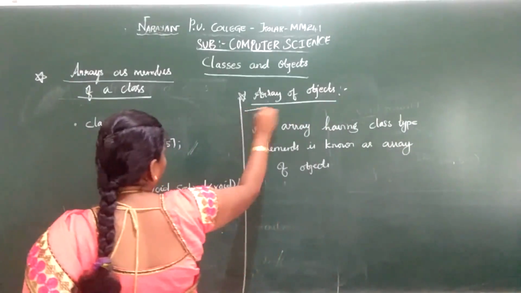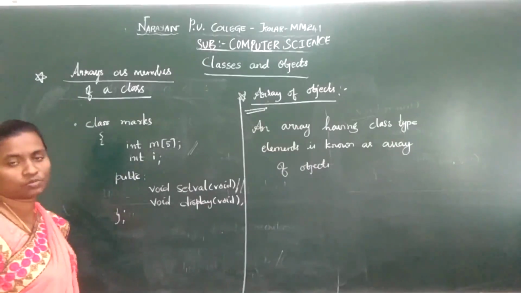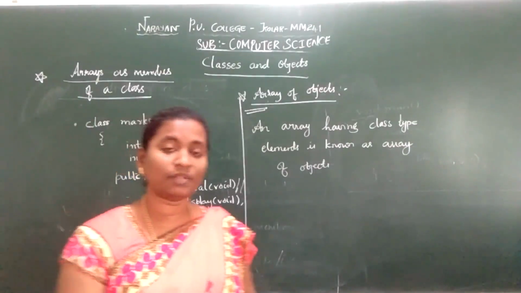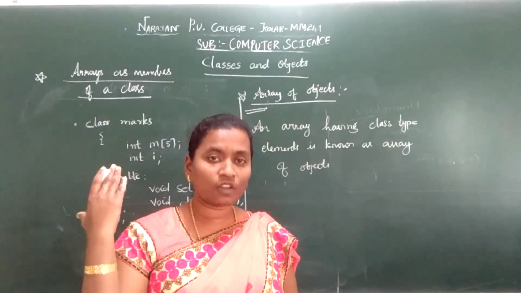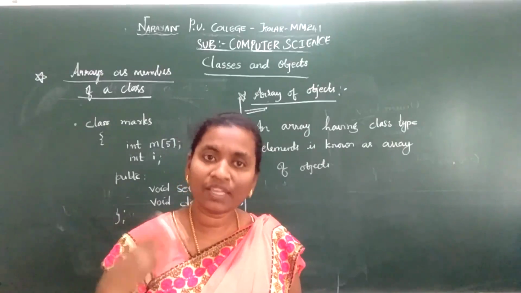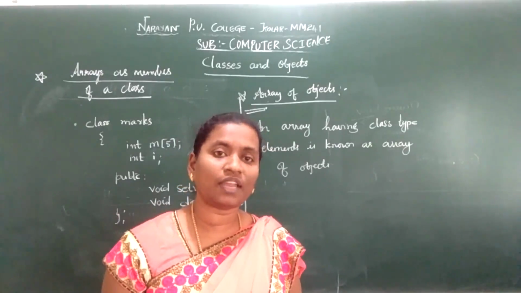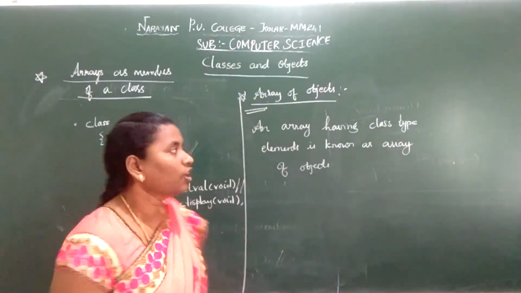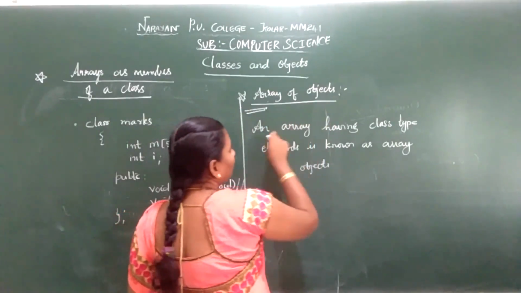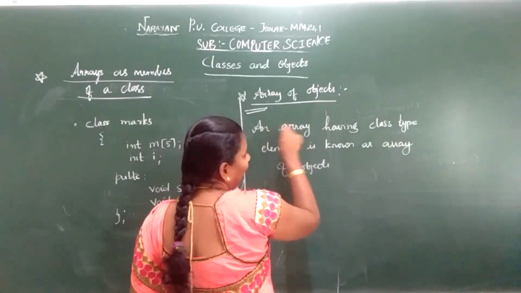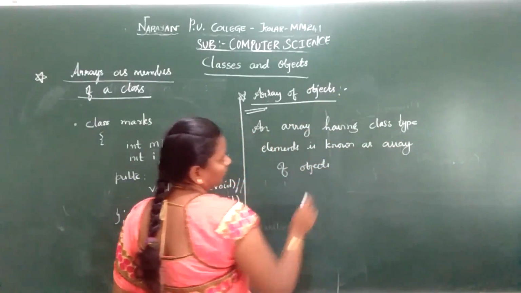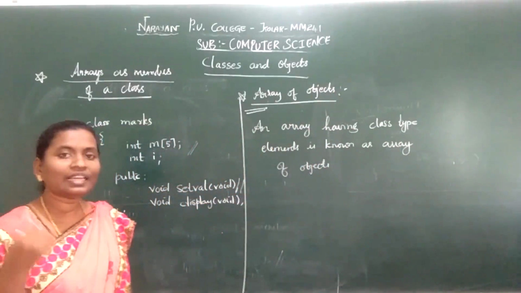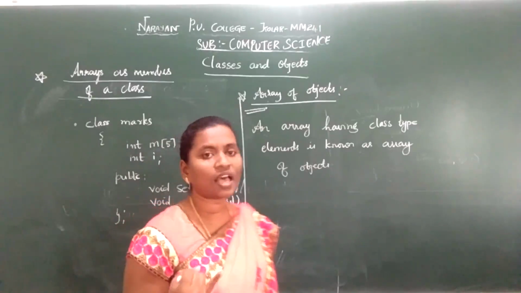Okay. Next, this is very important: array of objects. What do you mean by that? Just a couple of minutes back, I spoke about how to create an object of a class. Now, can we create an array of objects? Yes, of course we can. So what is meant by an array of objects? An array having class type elements is known as array of objects. I repeat, an array having class type elements is known as array of objects.